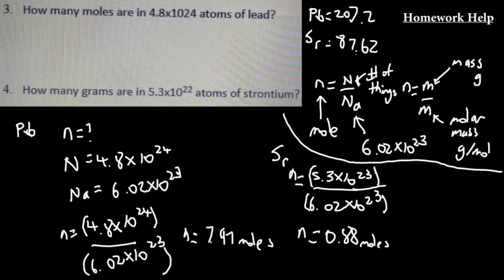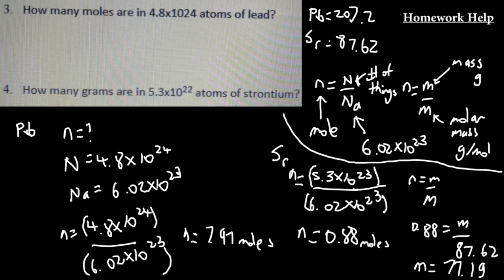So in this case, let's plug it in. Moles equals mass over molar mass. Moles is 0.88 moles. Mass you're trying to find out, and molar mass, we've looked it up, and it's 87.62. Multiply together, your mass should be 77.1 grams of strontium.